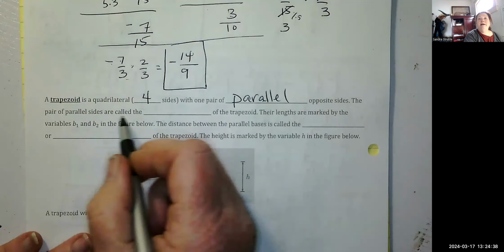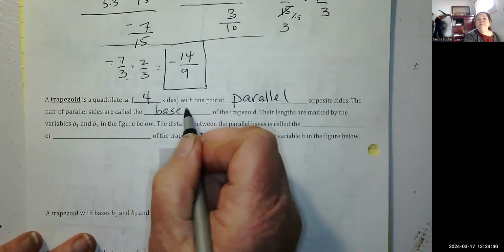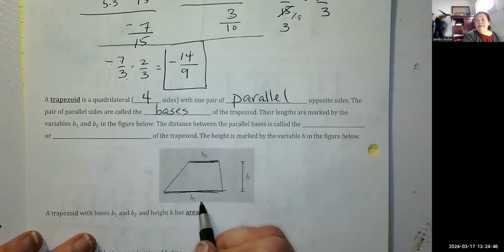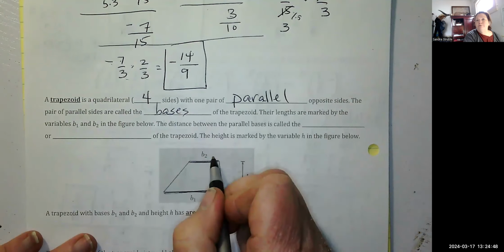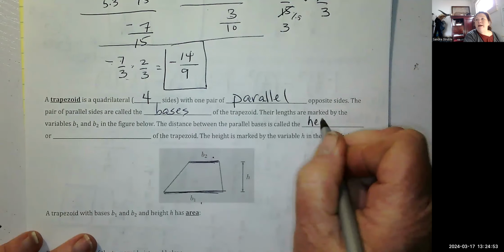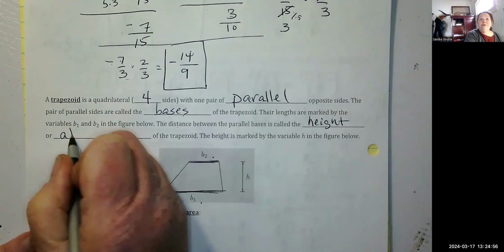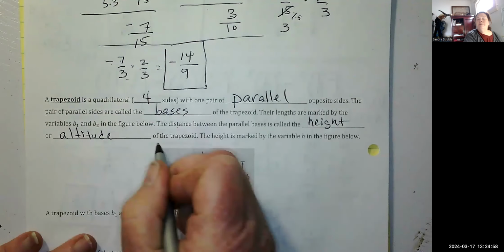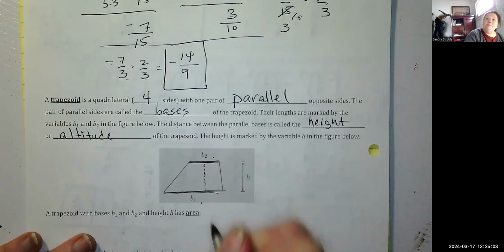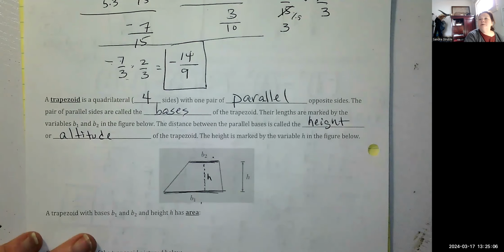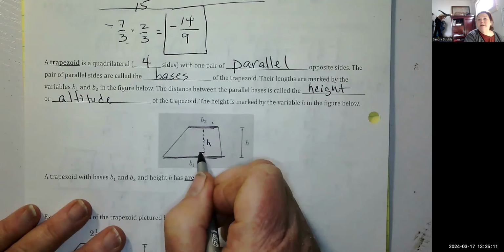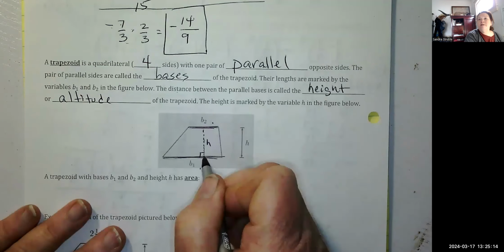The pair of parallel sides are called the bases of the trapezoid. Their lengths are marked by the variables B1, so that's base 1, and base 2 in the figure below. The distance between the parallel bases is called the height or the altitude of the trapezoid. Usually you'll see it with a dotted line in between, to let you know what the height is. It will not usually be on the outside like this. It creates a right angle. It's the distance from base 1 to base 2.